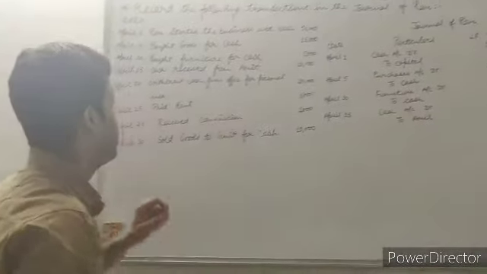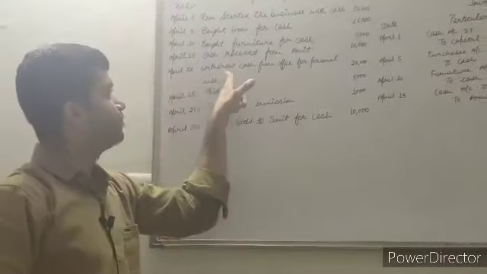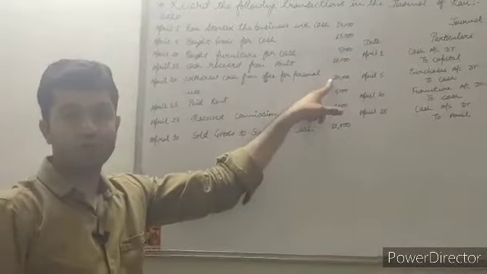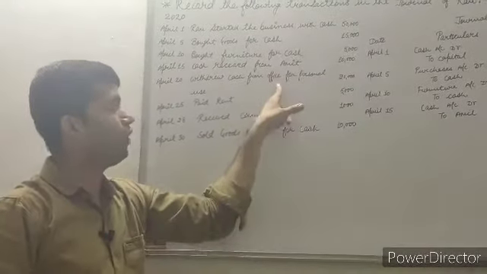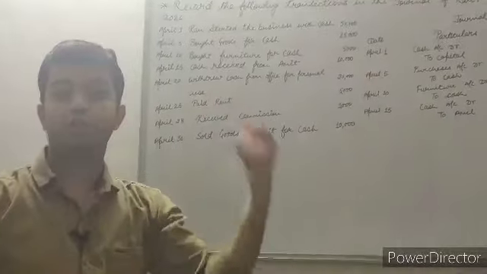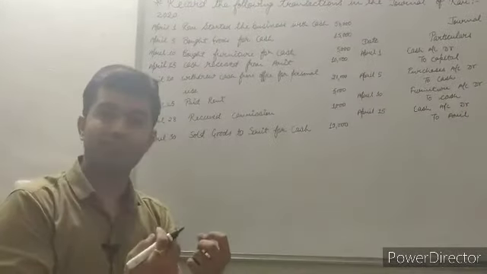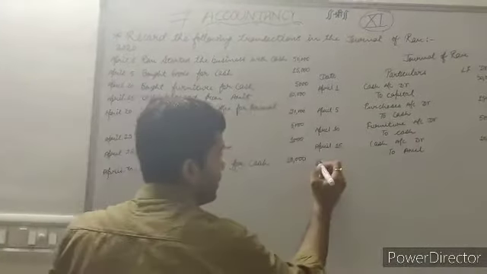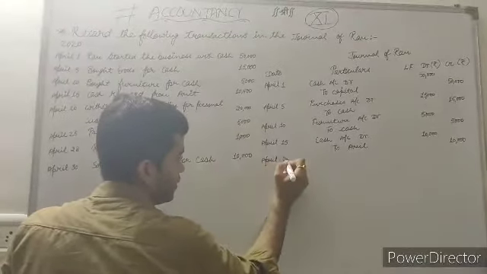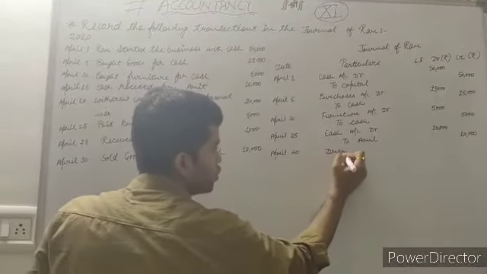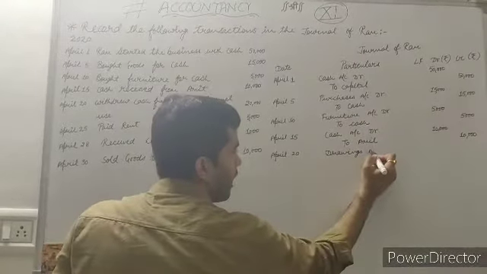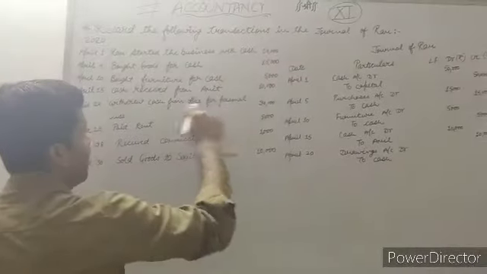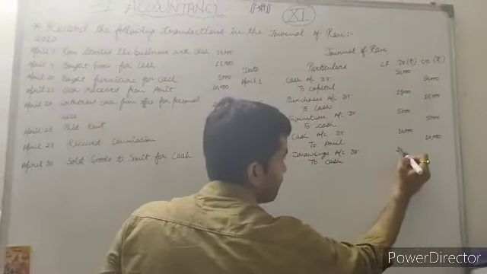It's very easy steps. Now next, April 20, withdrew cash from office for personal use, 20,000 rupees. He withdrew from the office for his personal use. It is called drawings. When we withdraw something from the office for personal use, it is called drawings. So we have to mention the entry on April 20, which is given in the question: drawings account debit to cash, and the amount is 20,000 rupees.